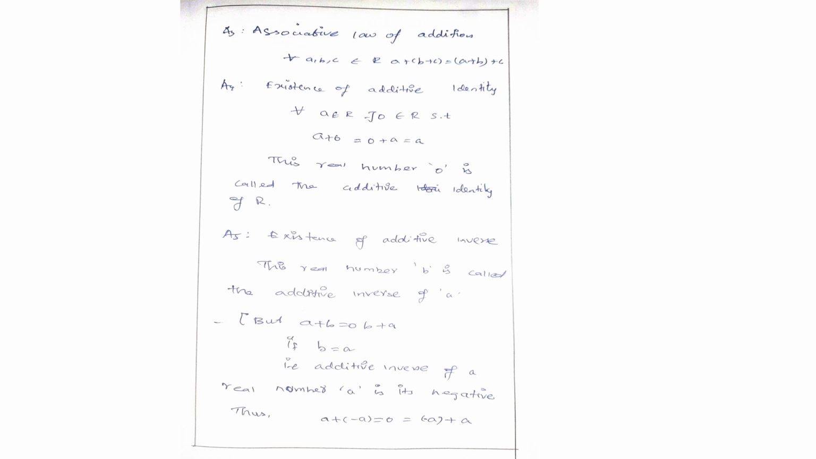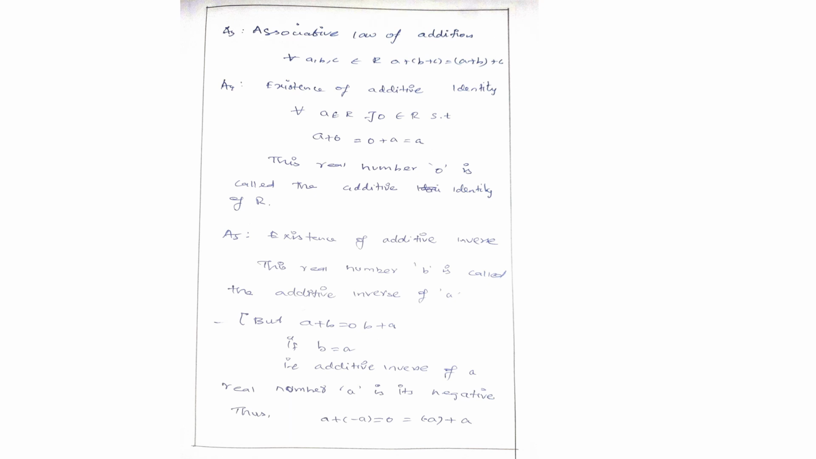For example, a equal to 1, b equal to 2, c equal to 3. First we add b plus c: 2 plus 3 is 5, plus a, whose value is 1. The answer is 6. Then come to this side. A value is 1, b value is 2, so 1 plus 2 is 3, plus 3, the c value. So the answer is 6. So when we change the grouping, we get the same answer on both sides. That is the associative law of addition.